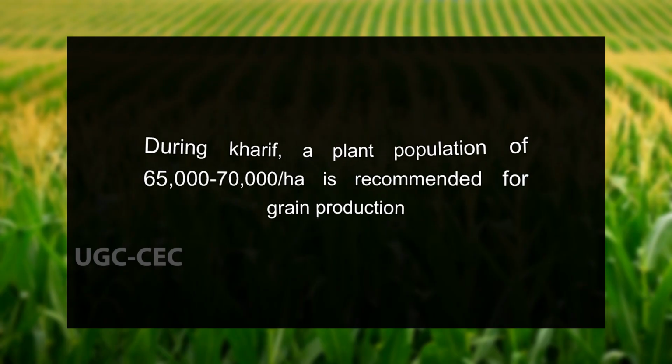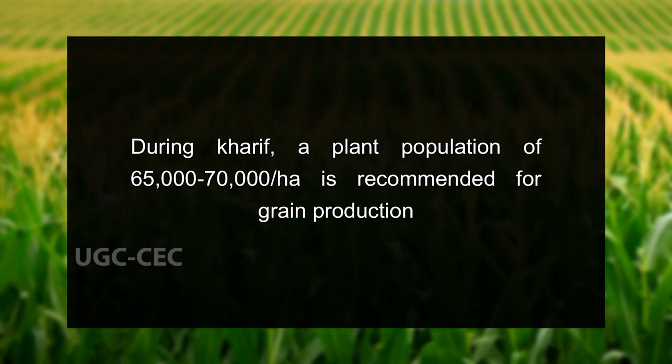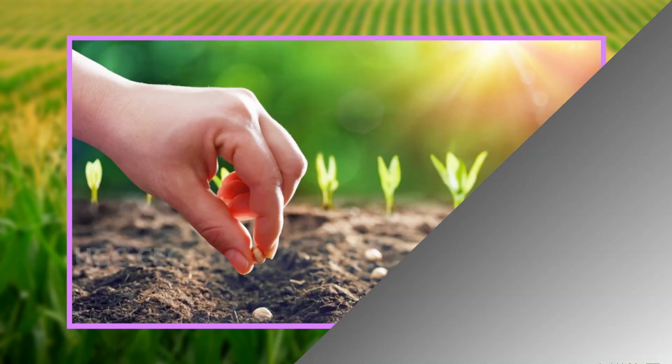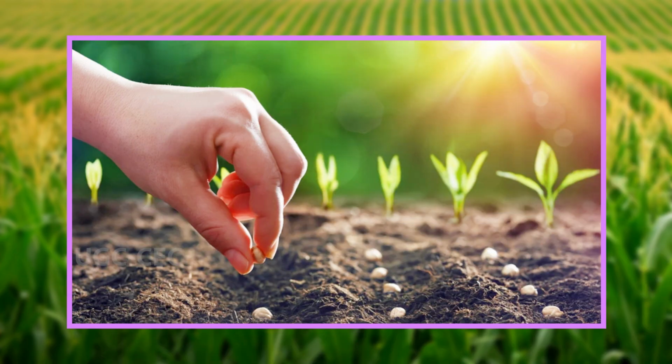Each plant is important for realization of potential yields. During Kharif, a plant population of 65,000 to 70,000 per hectare is recommended for grain production. The seed should be sown at a spacing of 75 centimeter by 18 centimeter or 60 centimeter by 22 centimeter. A seed rate of 20 kg per hectare is required.